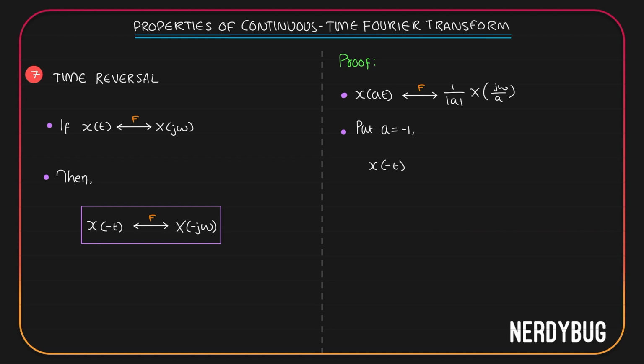Then we can write the Fourier transform of x of minus t will be 1 by mod of minus 1 times X of j omega divided by minus 1. Mod of minus 1 is 1. So this is equal to X of minus j omega.